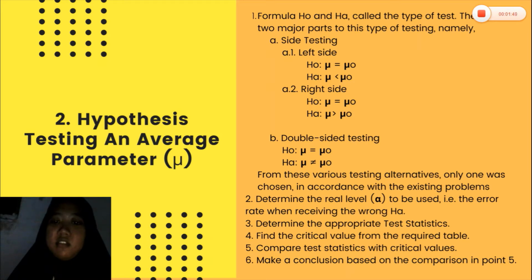Determine the significance level alpha to be used. The error rate when accepting the wrong HA. Determine the appropriate test statistic. Find the critical value from the required table. Compare the test statistic with the critical values. Make a conclusion based on the comparison in point 5.